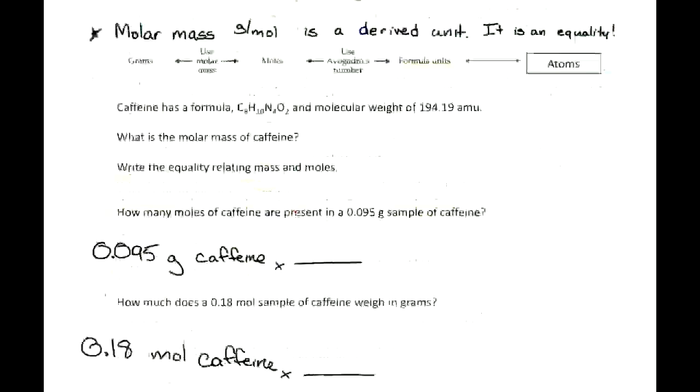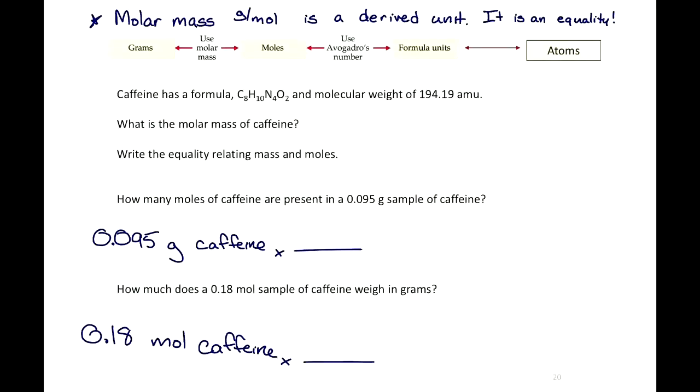So using molar mass, calculating it off the periodic table, but using it as a conversion factor is a very, very important skill to have for all of chemistry, actually really all of the sciences when you're working with matter.